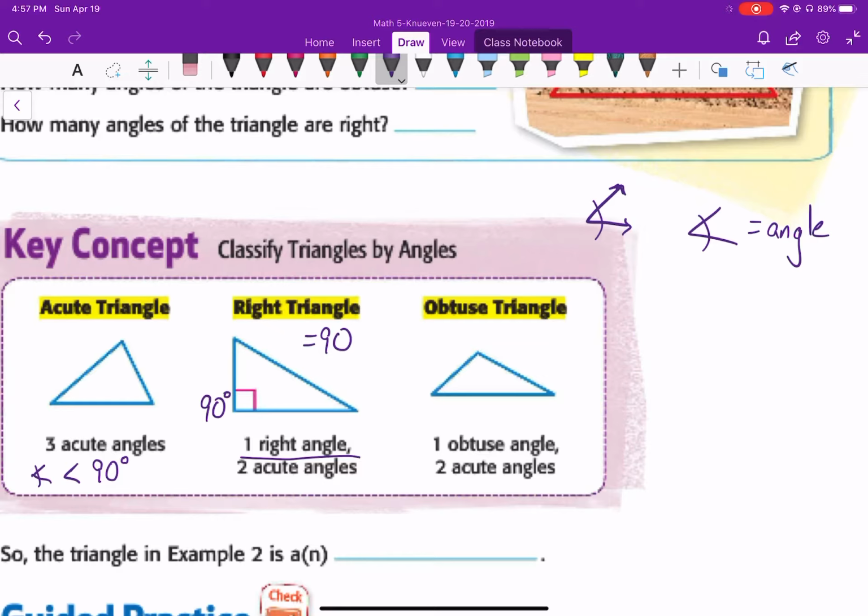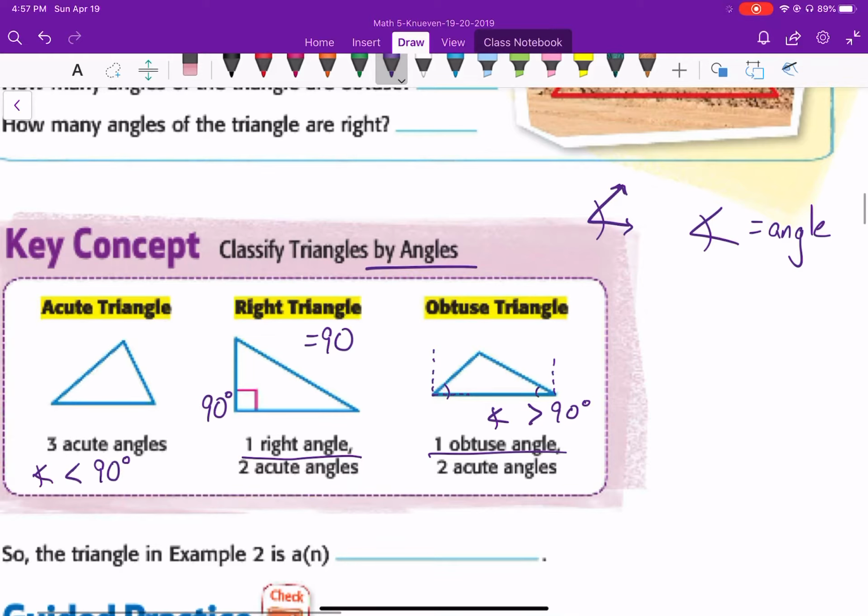Now, our last triangle that we classify based on angles is obtuse. Obtuse is essentially the opposite of acute, in a way. Acute is less than 90, while obtuse means that we have one, not at least, one angle that is greater than 90 degrees. So if I had 90 degrees here, this angle would be less than 90. If I look at this one here, that one is less than 90 as well.